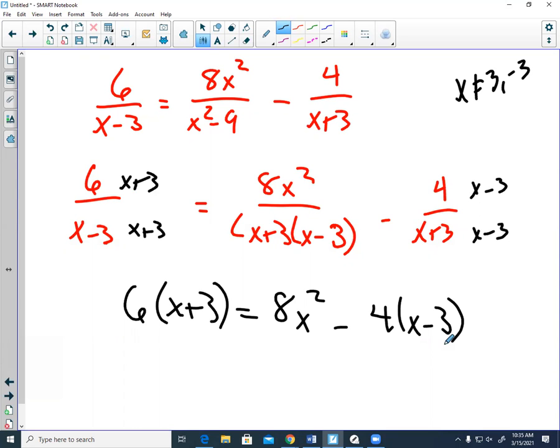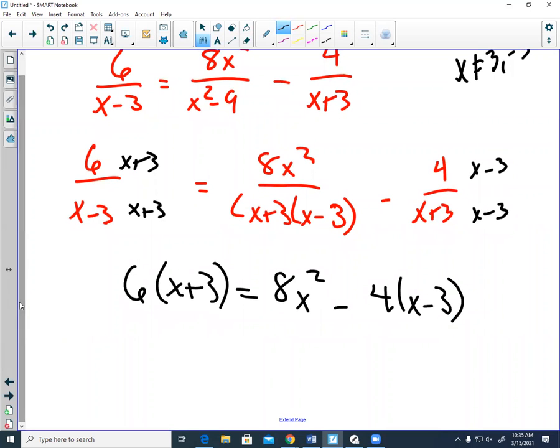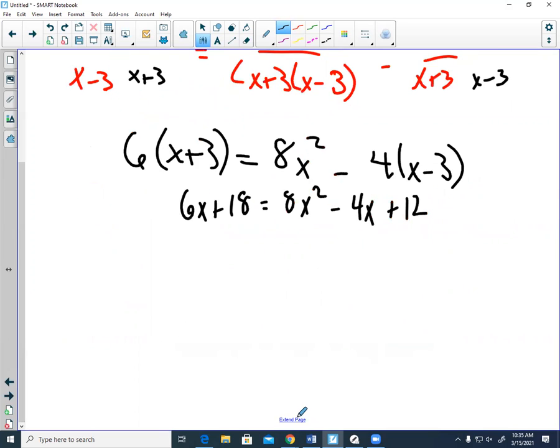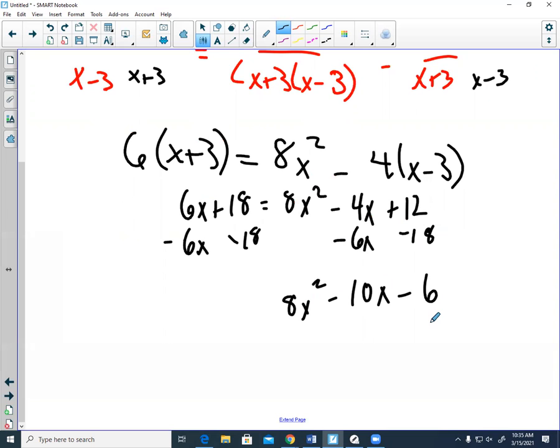Now this hopefully is a general algebra problem that we just have to deal with, right? Hopefully it's just algebra. So I have 6x plus 18 equals 8x squared minus 4x, and then negative 4 times negative 3 is positive 12. Right? So now I'm going to subtract to make it equal 0. So I'm going to get 8x squared minus 10x minus 6. Okay. So then divide by 2, because I would like to get rid of this.